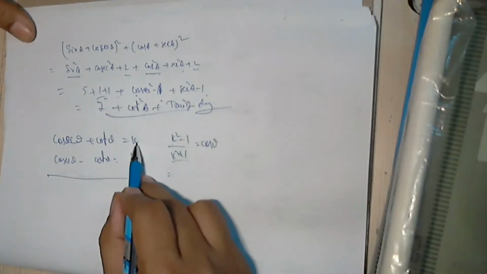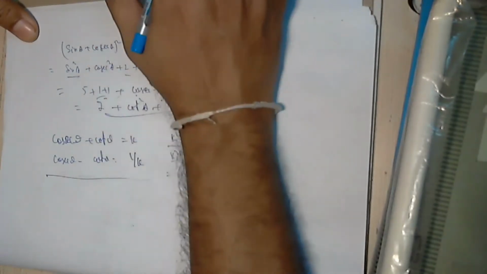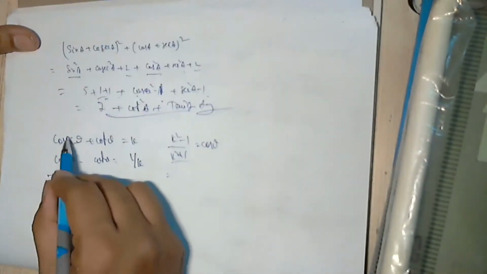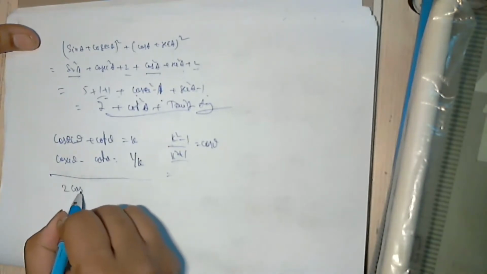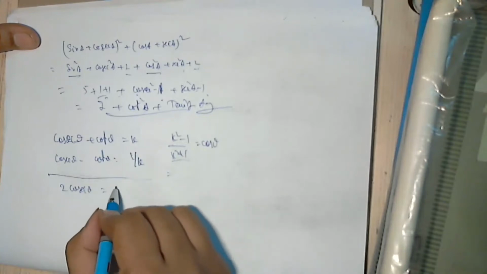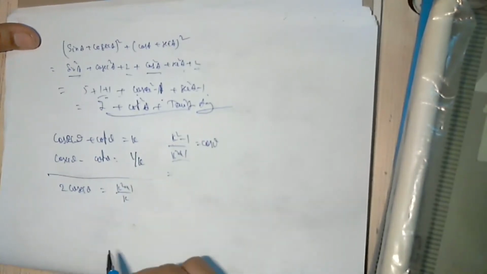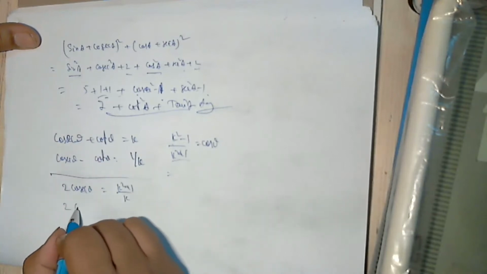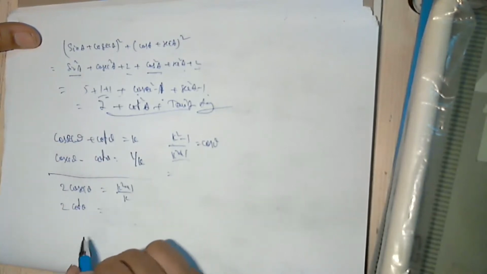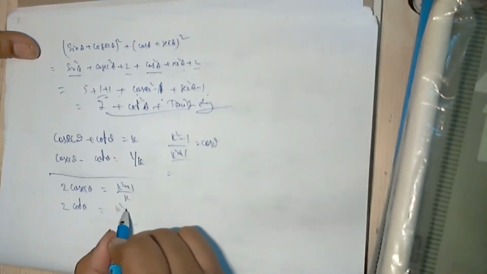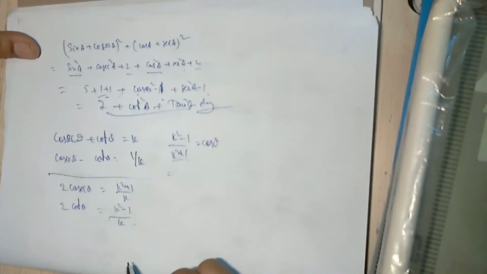So what is K square? So I am adding these two. When I am adding these two, what am I getting? 2 cosecant theta is equal to K plus 1 by K. That is K square plus 1 by K. When I am subtracting, what am I getting? 2 cot theta is equal to K minus 1 by K. K square minus 1 by K.